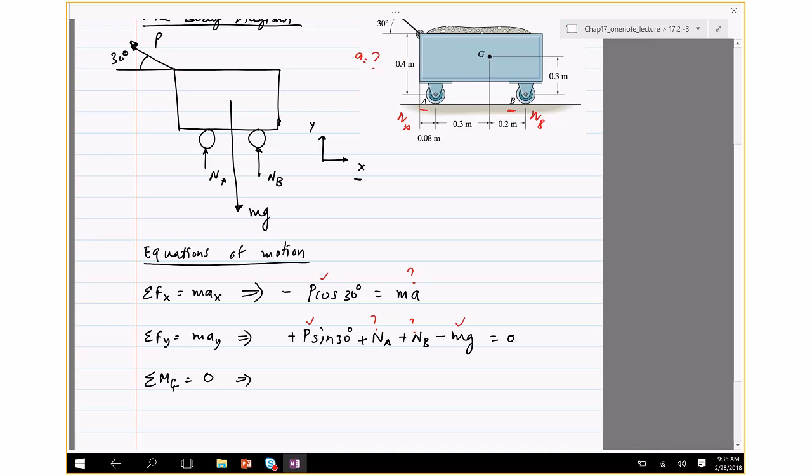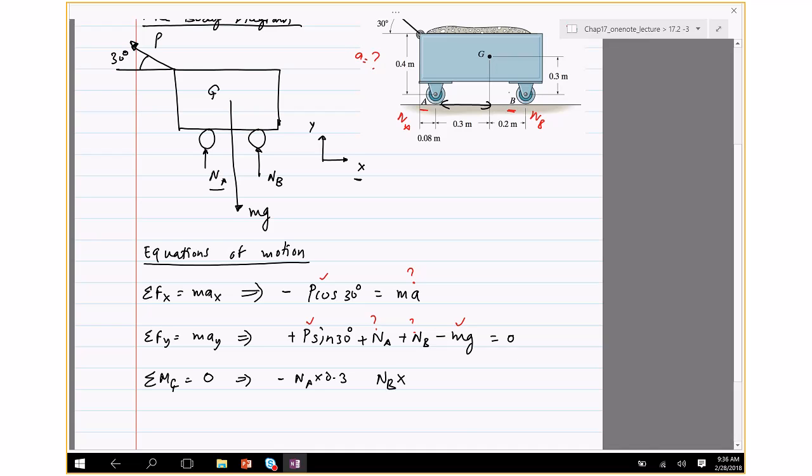So let's take moment about G. Let's start off with the easier forces. So NA times the distance, the normal distance, right? This distance. That's 0.3. Okay. What's the sign? If you hold a cart at G and apply the force NA, it has a tendency to tip the cart. You're assuming that's the only force applied, so that's negative.